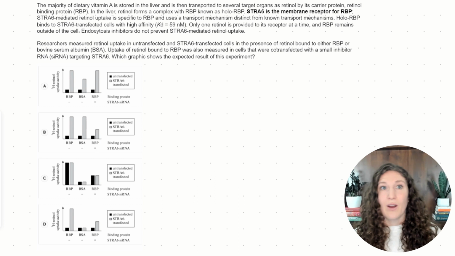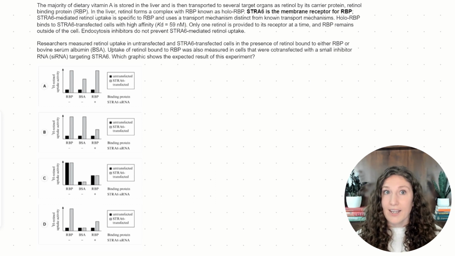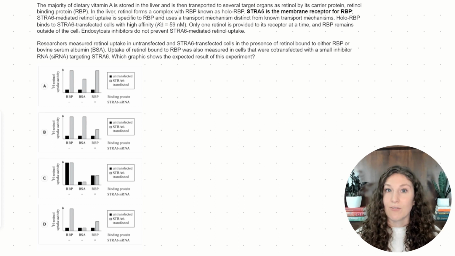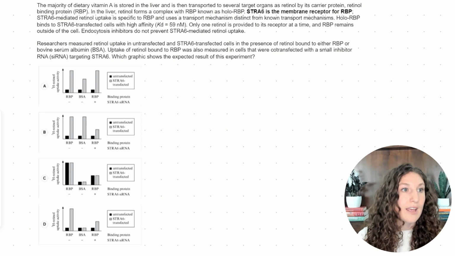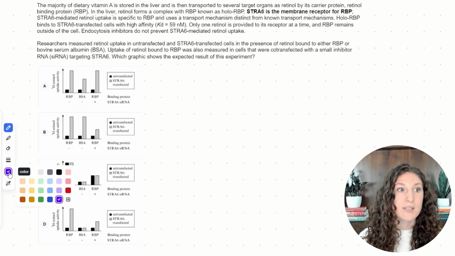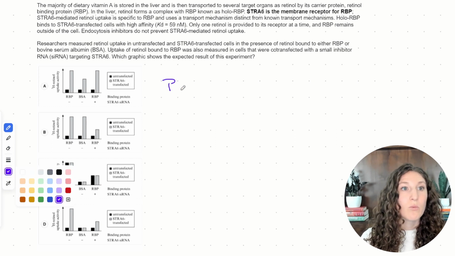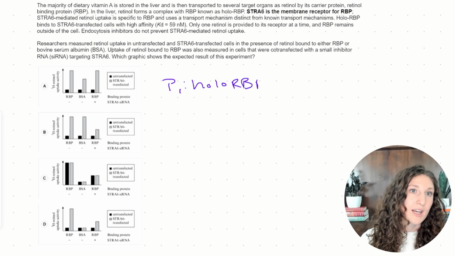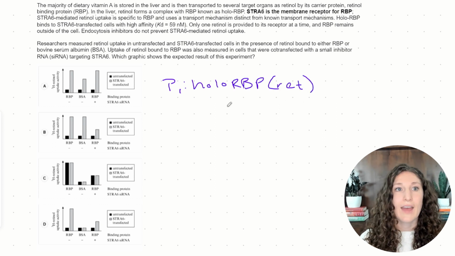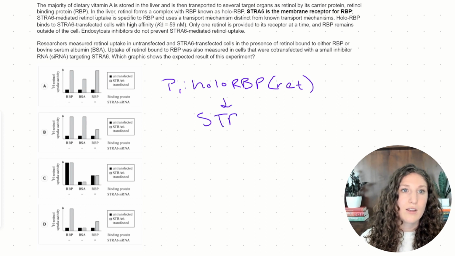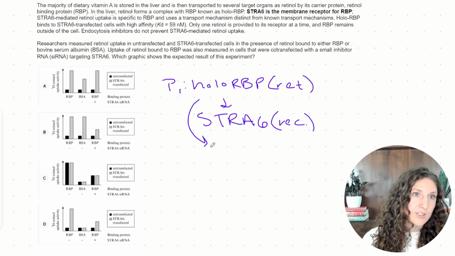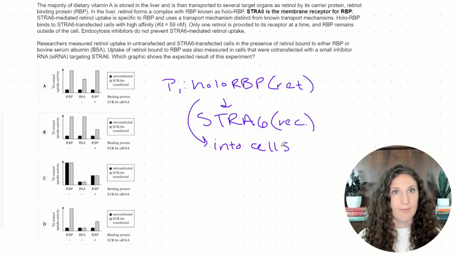So that holo-RBP now goes to STRA6, which is a membrane receptor for it, and it allows us to take in retinol up in the cells. So we can take a note here, so it may be good to practice some note taking. In paragraph 1, they're telling us we have holo-RBP, which allows us to take in retinol, and that is going to attach to STRA6, which is a receptor, and that's going to get us into cells. Great, so far so good.